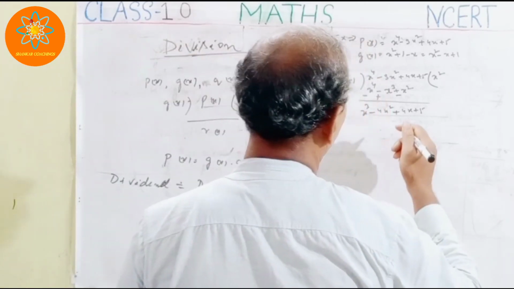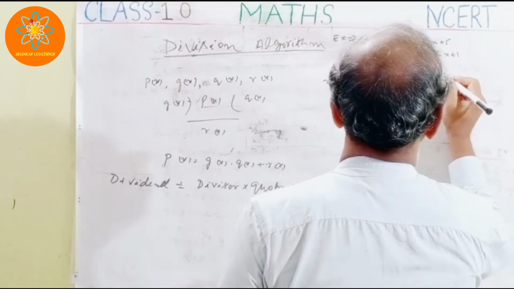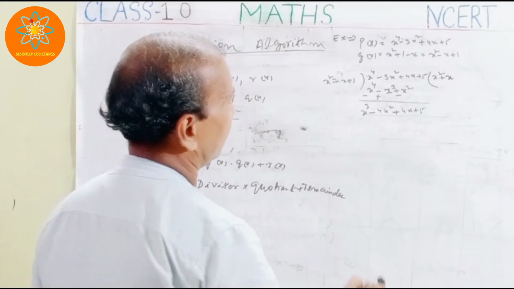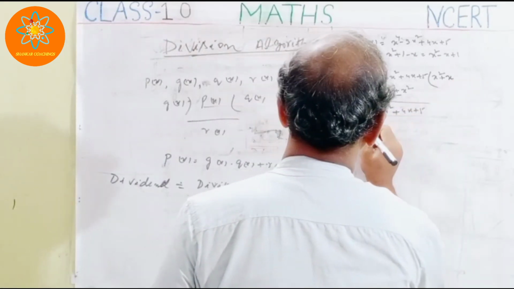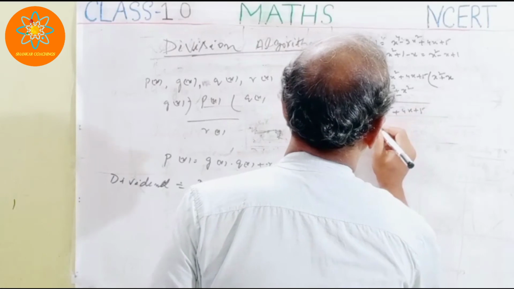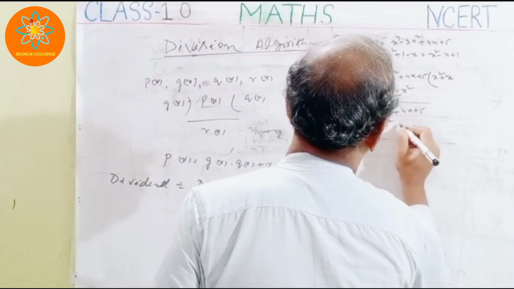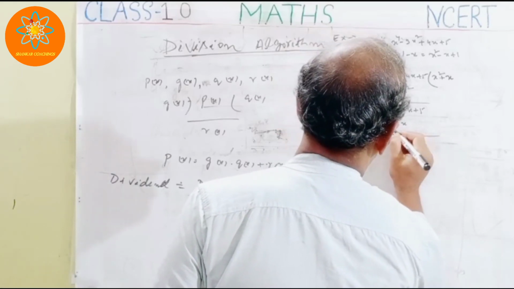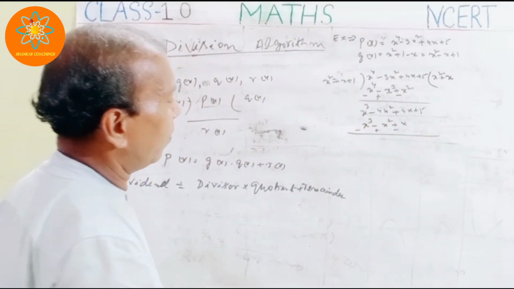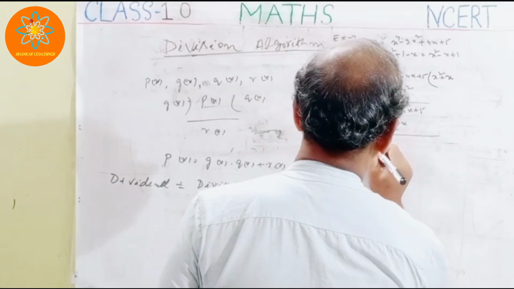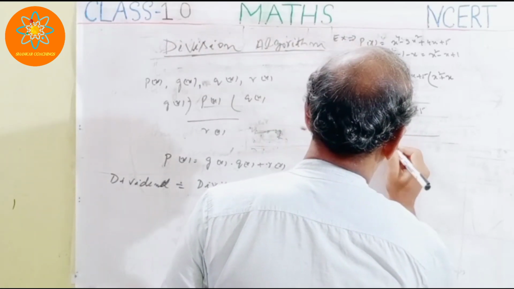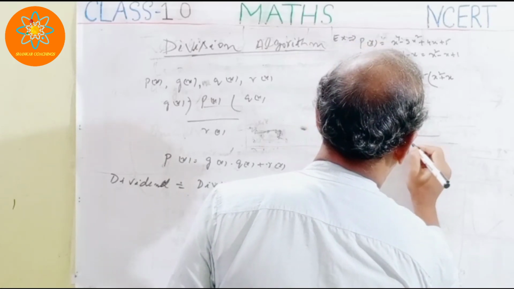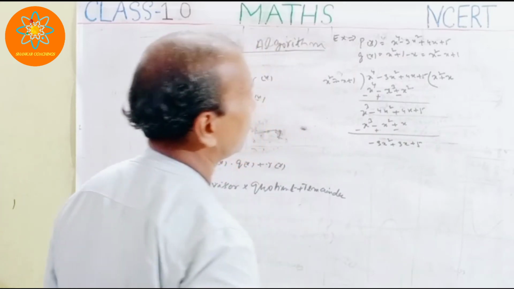Then I will take the next one. So I have to write here how much? It will go plus x. Plus x will be there. So the value is x cube minus x square plus x. So this is minus, this is plus, this is again minus. So what is the value? It will be minus 3x square plus 3x and then plus 5.